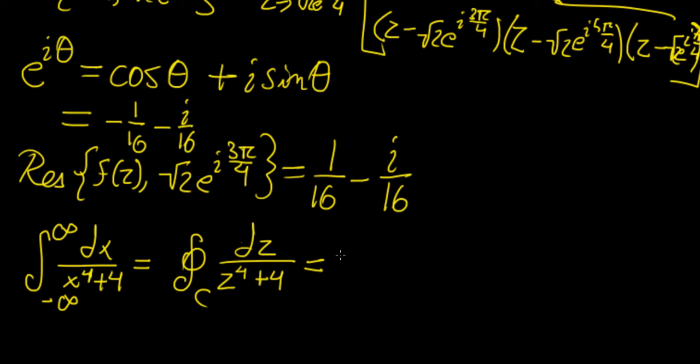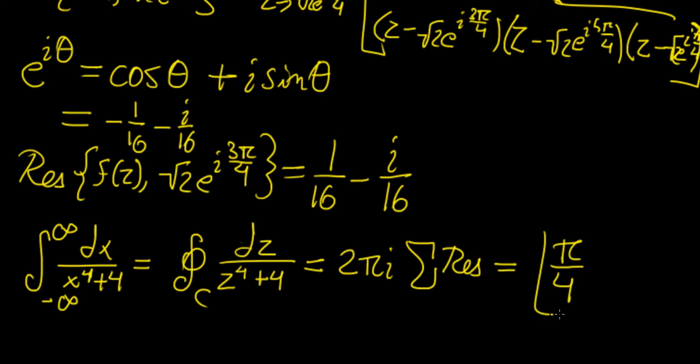And then basically this is going to be equal to 2 pi i times the sum of residues. In this case we have 2, so we're going to add this to that, and then we're going to multiply by 2 pi i, and then in the end it's going to give you pi on 4. So that's going to be the value of this real integral.